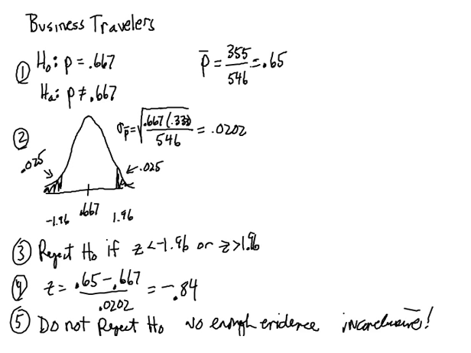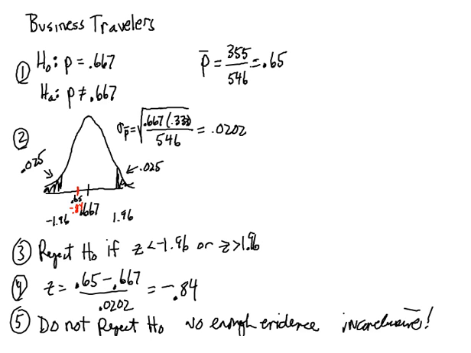Now let's look at the p-value here. The negative 0.84, that z-value is to the left of center a little bit. So my 0.65 is to the left of the 0.667, but it is not far enough to the left to get the rejection.